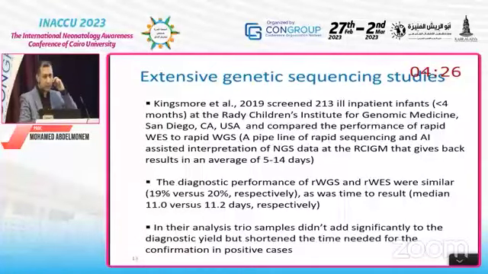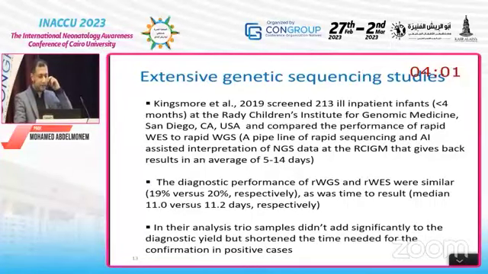In their analysis, the parental samples didn't significantly add to the diagnostic yield, but shortened the time needed for the confirmation in positive cases. Because when I get a positive result with a novel variant, a variant that hasn't been reported before, I need to confirm this variant in the parents of the proband. Thus, a trio analysis from the start is very much time-saving.